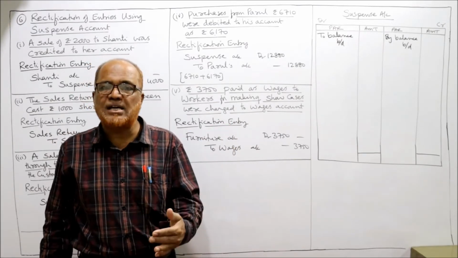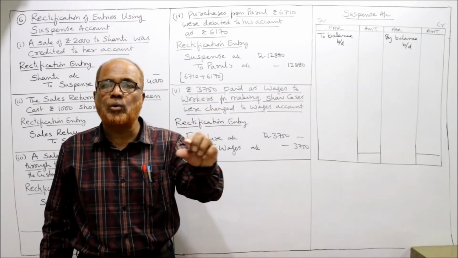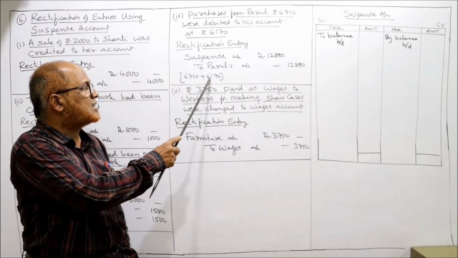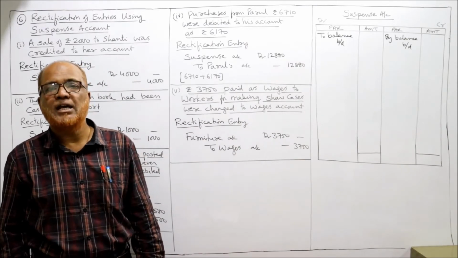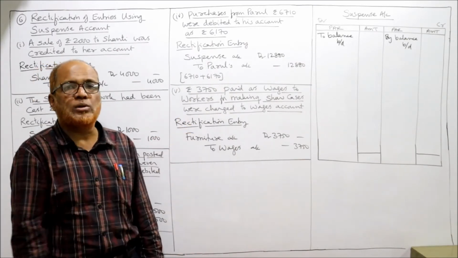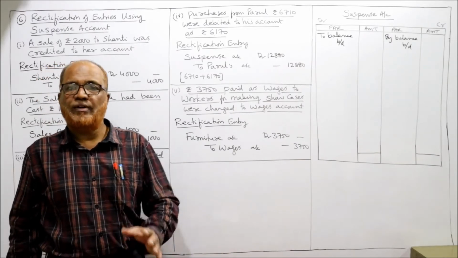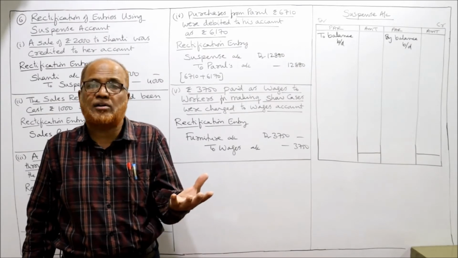Now when we have to pass the entry, we'll pass the entry like this: suspense account debtor to Parole's account with the total 6,710 plus 6,170, 12,880. So entry will be suspense account debtor to Parole's account, 12,880. Understood? When we purchase the goods, his account should have been credited, but his account is not credited.